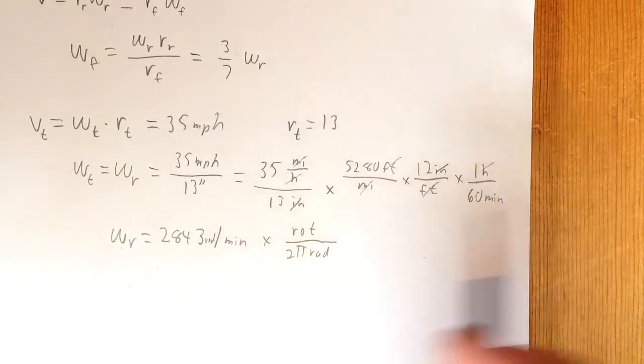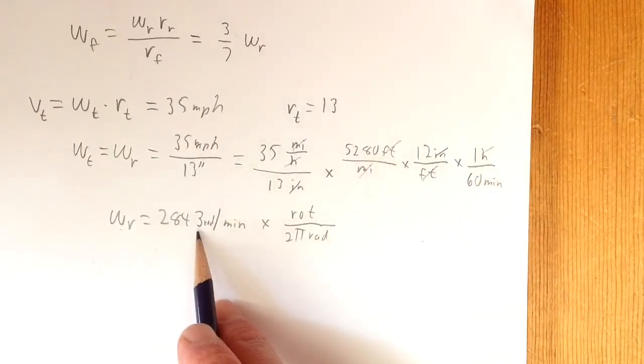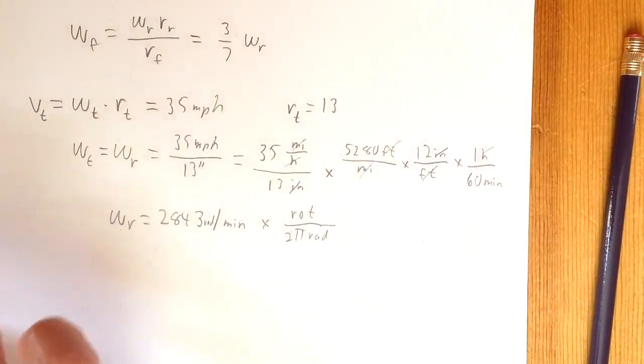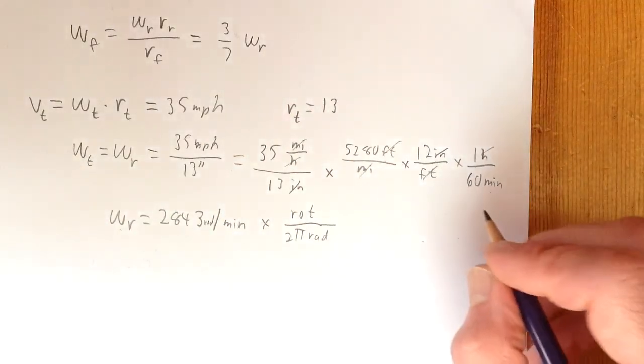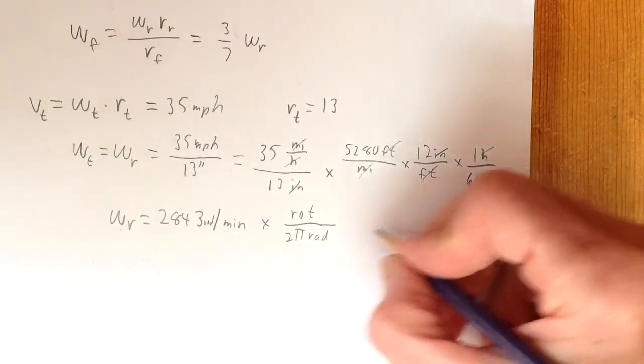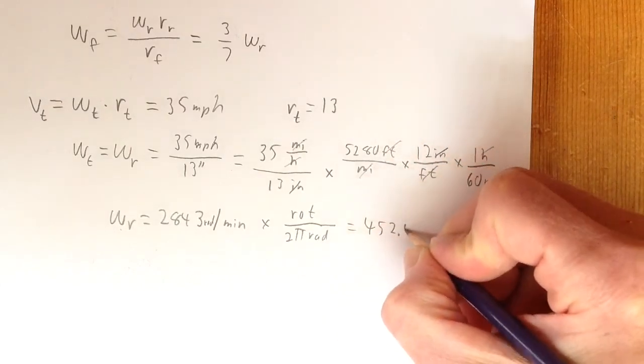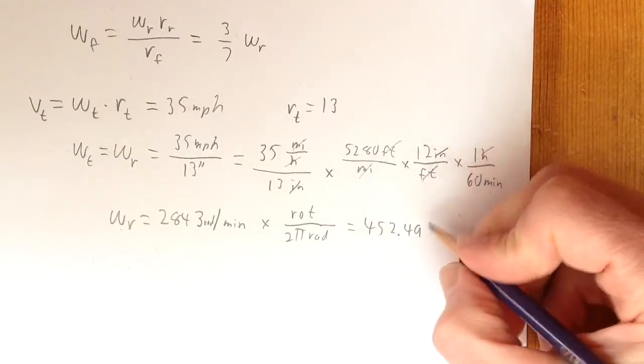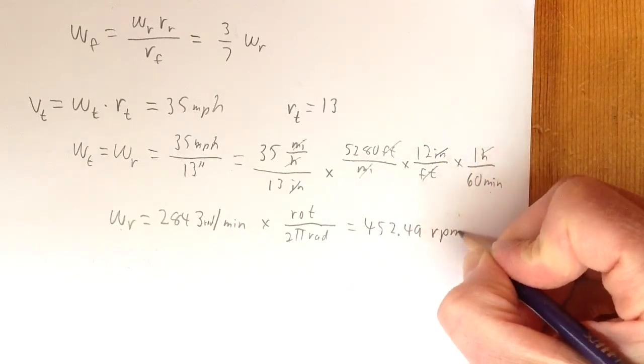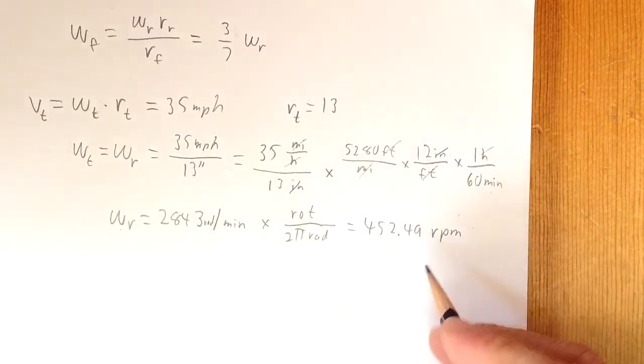Right now we have radians per minute. So we have to take that number, 2843, and divide it by 2 pi. So divided by 2 divided by pi equals 452.489. Let's say 452.49. And that will be in rotations per minute, RPMs, which is what they want.